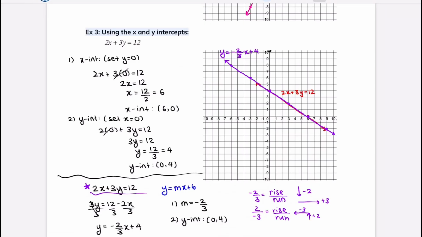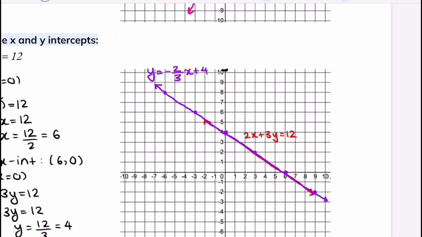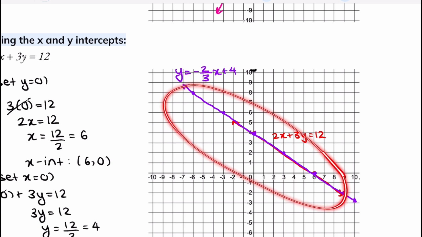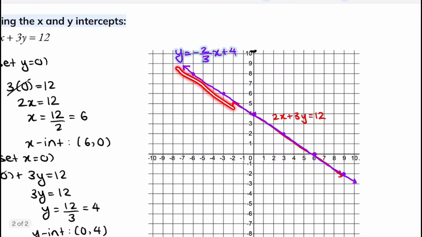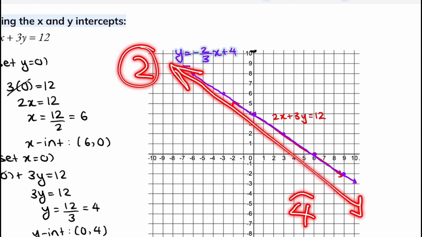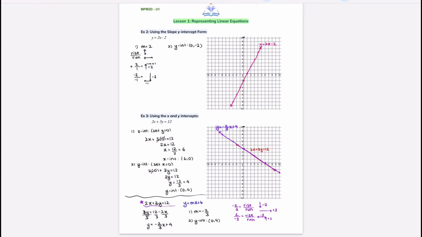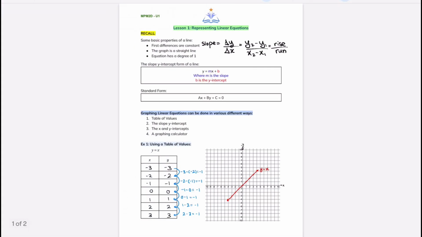So now I've shown you how you can use the slope y-intercept form for this as well. It gives you the same thing. Notice that the slope is negative, so our line is going like this. It's going from the second quadrant to the fourth. So it's pretty straightforward. Just practice and get used to it.